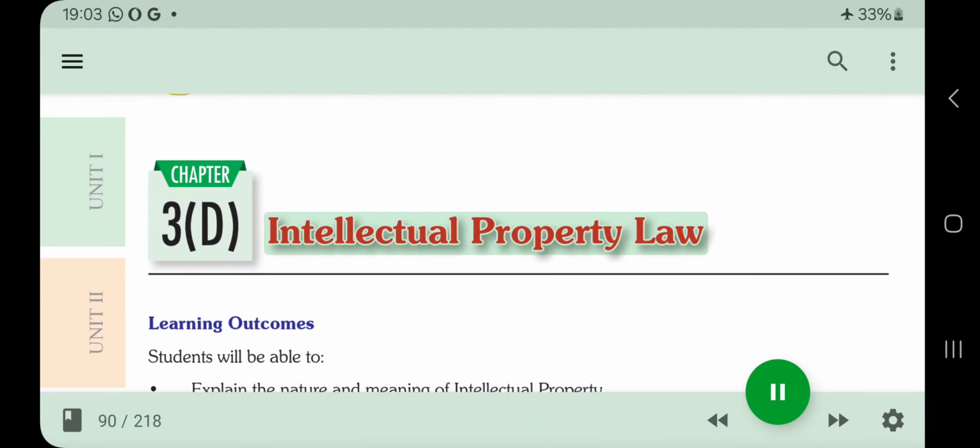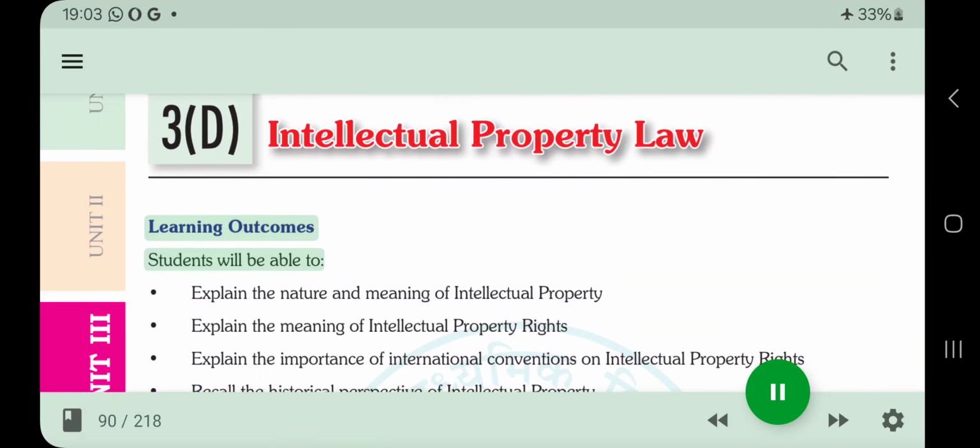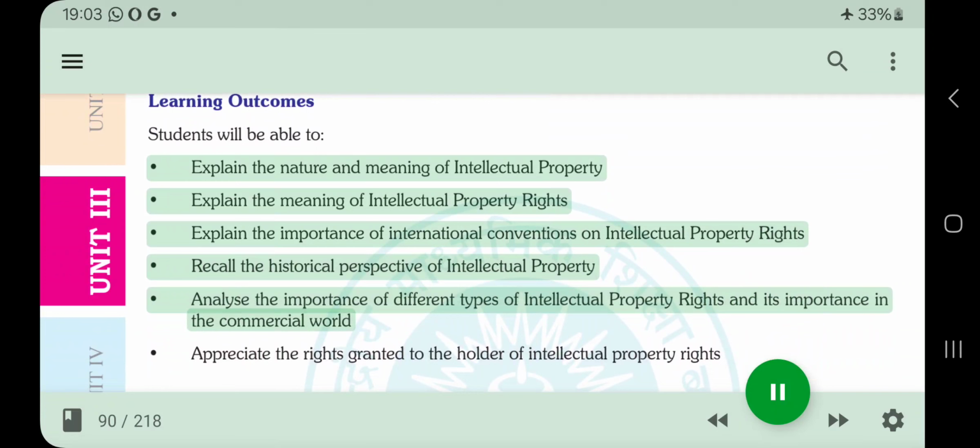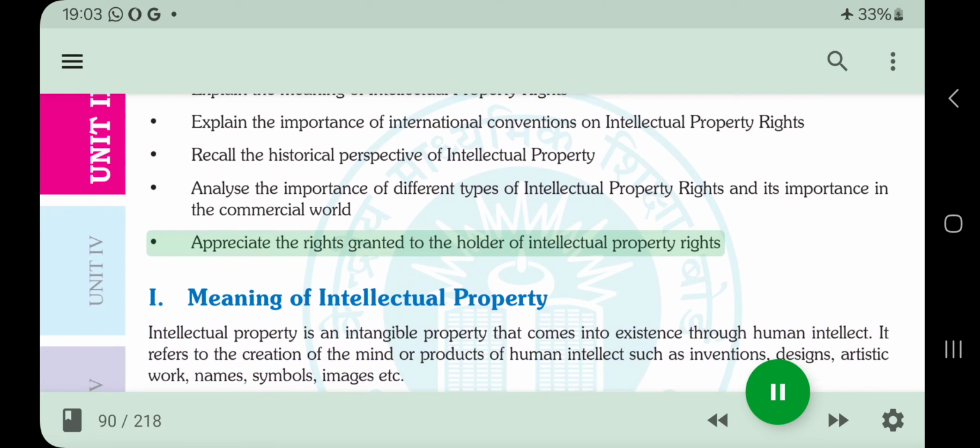Unit 8. Intellectual Property Law. Learning outcomes: students will be able to explain the nature and meaning of intellectual property, explain the meaning of intellectual property rights, explain the importance of international conventions on intellectual property rights, recall the historical perspective of intellectual property, analyze the importance of different types of intellectual property rights and its importance in the commercial world. Appreciate the rights granted to the holder of intellectual property rights.